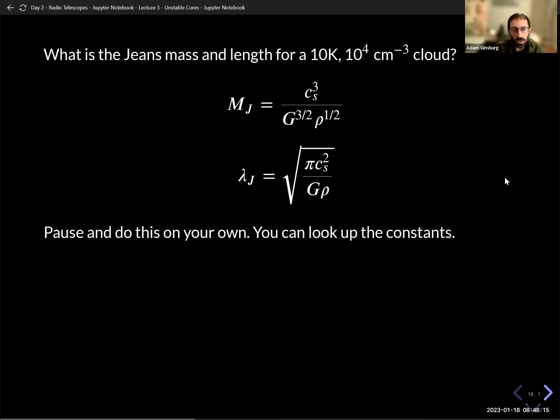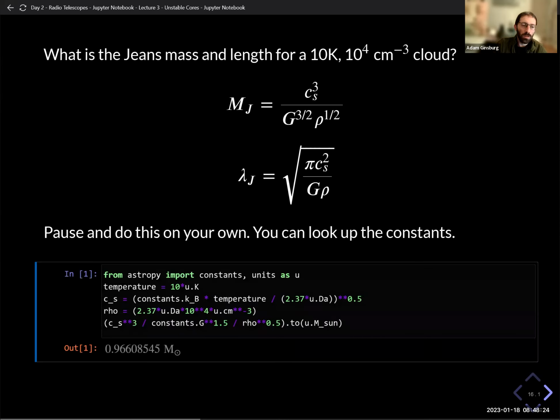Then I am going to go through and show you how I have calculated this. I am going to do it using Astropy's units tools. This is Python code here, and I am doing from astropy import constants and from astropy import units as u. I'm going to be using this frequently throughout the class because it's a very convenient way to get units right. So I define the temperature to be 10 Kelvin. I define the sound speed to be Boltzmann's constant, k_B, times the temperature in Kelvin, divided by 2.37 atomic mass units, or 2.37 Daltons.